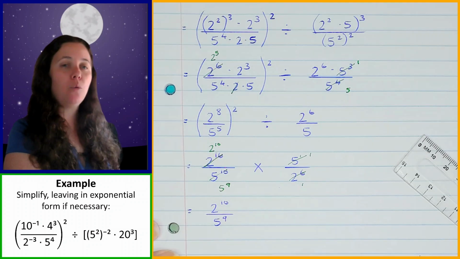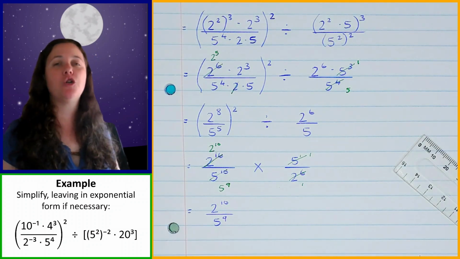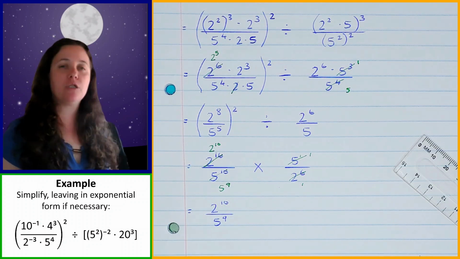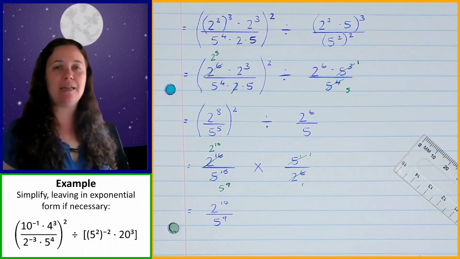And now, when you get to that point, 2 to the power of 10 and 5 to the power of 9 are both very big numbers that we don't expect you to know. So it's not reasonable to expect you to have to then go and simplify it or to write it in standard form. So you can leave it like that.